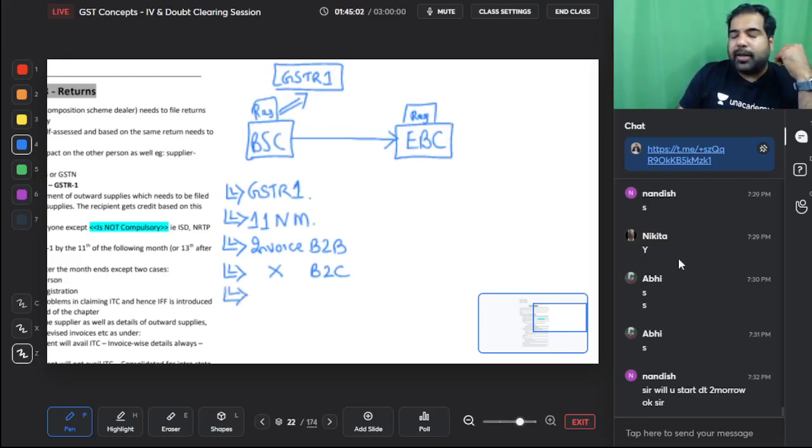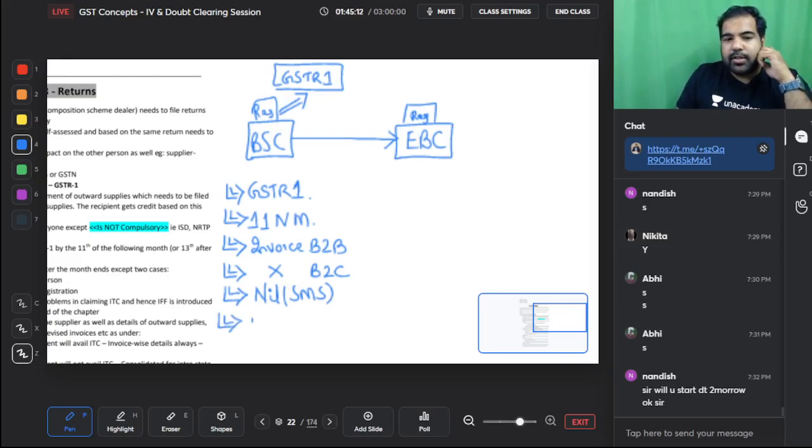Even if you've not made any supply during the month, you can also file your nil return, and that you can file through SMS facility also. Guys, GSTR1 is to be filed by everyone except few people. The shortcut is not compulsory. Only these people don't have to.